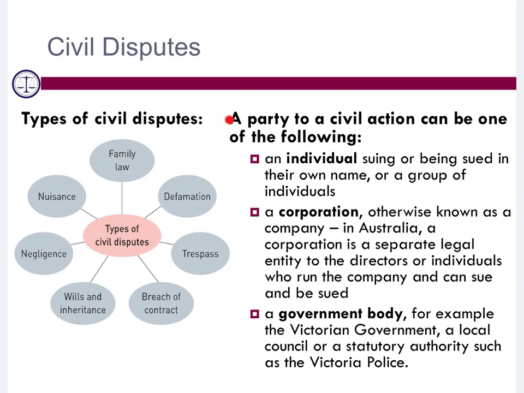There are 3 types of parties that could potentially be involved in a civil dispute. An individual might sue or be sued by someone. Alternatively, in Australia, corporations or companies are considered to be legal people. So a corporation could sue you or be sued using civil law. Finally, a government body such as the Victorian government or a local council or even a statutory authority such as the Victoria Police, they could be sued or they could sue you using civil law.